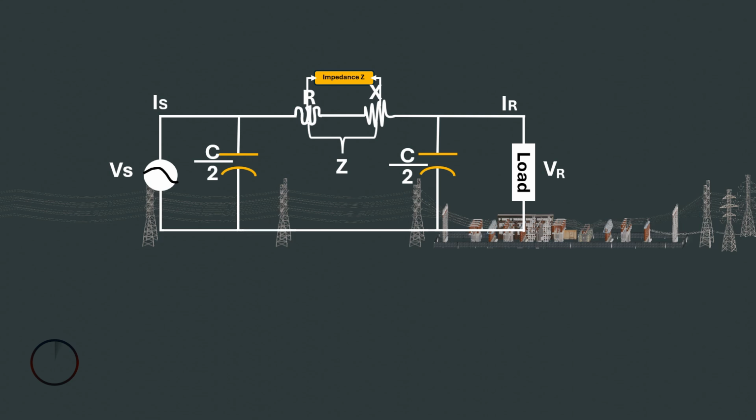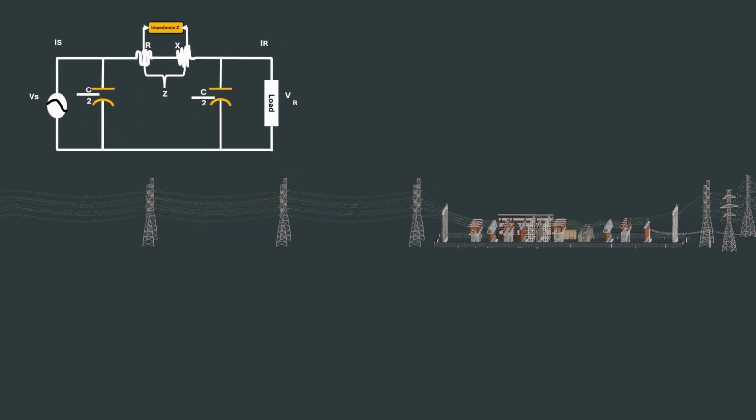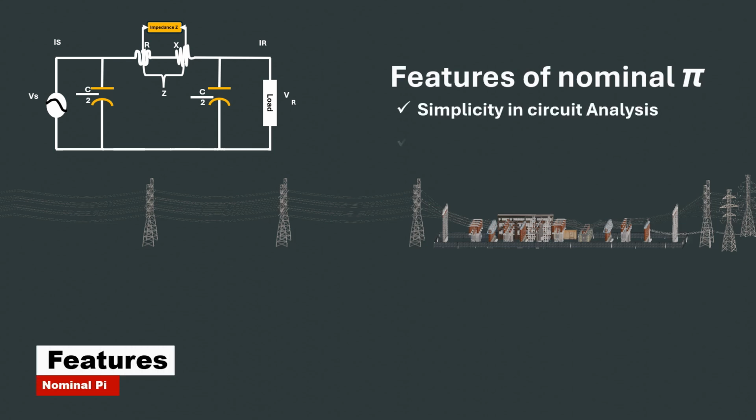Now let's look at the features this method has over the nominal T method. 1. In terms of simplicity in circuit analysis, the Pi model simplifies the analysis of transmission lines, most especially for medium-length lines where the effects of capacitance and inductance need to be considered. With this, it makes it easier for us to calculate voltage drops, current flow, and power losses.